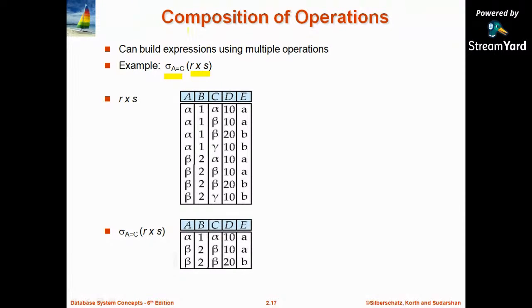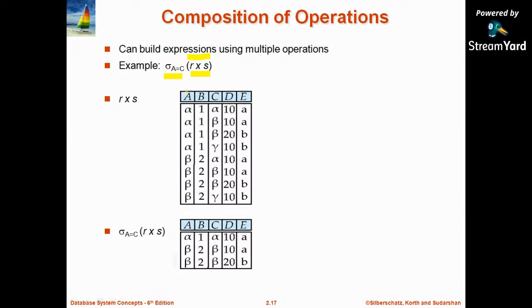How are these operations calculated? First the bracket will be calculated, and after this bracket you are going to create a new relation. This relation will consist of R into S. Out of this new relation you have to apply this horizontal filter, which is the select operation, and you can apply the condition of a select operation.